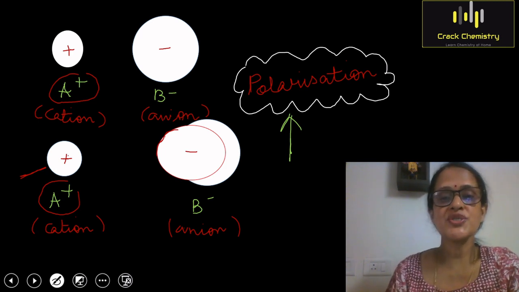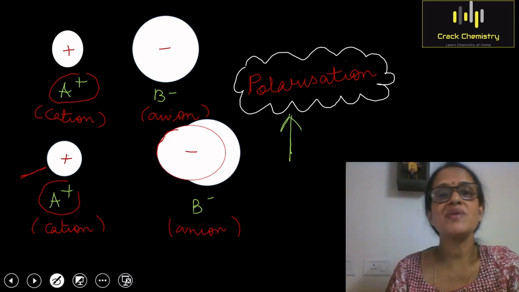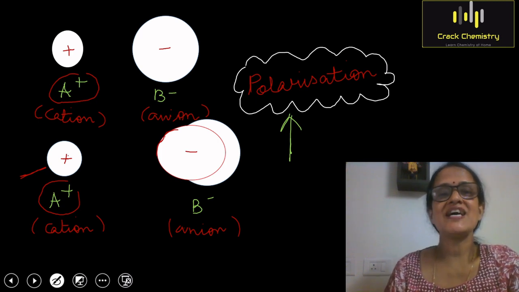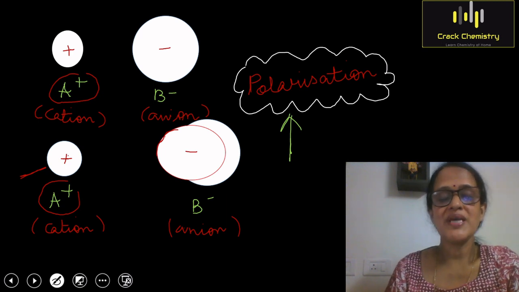The more the polarization, the more will be the covalent character in an ionic bond. The less the polarization, the lesser will be the covalent character in an ionic bond, or we can say the bond has more ionic character. So the final conclusion is that if polarization is more, the covalent character will be more.